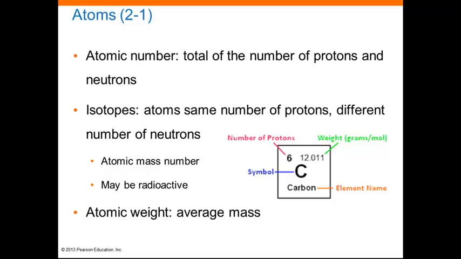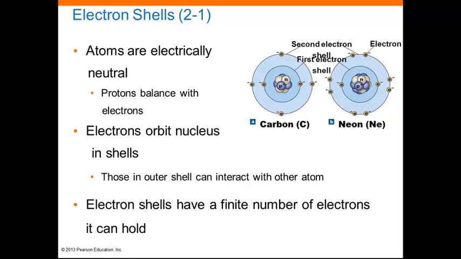Now notice how the proton number always stayed the same. Okay? So that's what makes it an element. So in general, atoms are electrically neutral, meaning that the number of protons is typically balanced with the number of electrons. And we said that protons and neutrons are located, do you remember? It's in the nucleus. And electrons are orbiting the nucleus in shells.